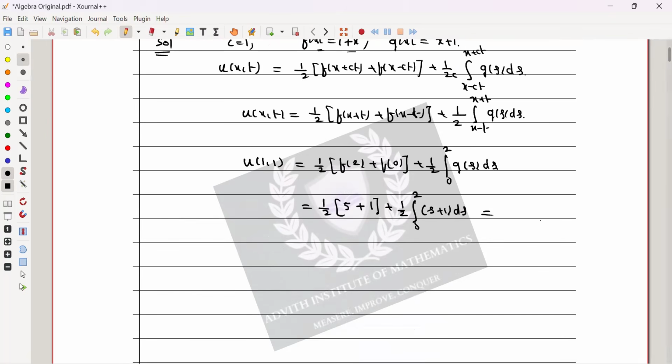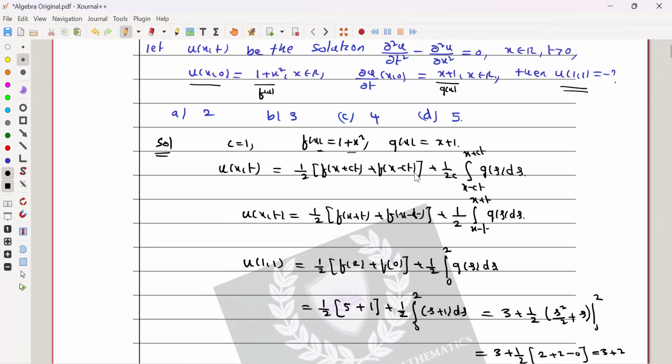So which is equal to 6/2, that is 3, plus 1/2 into the integration of s, which is s²/2, plus the integration of 1, which is s, limits from 0 to 2. So which is equal to 3 plus 1/2 into [upper limit: 2² by 2 is 2, plus 2, minus 0]. So 4 by 2, that means 3 plus 2, which is equal to 5. So therefore u(1, 1) is equal to 5. So the answer is option D. Next one.